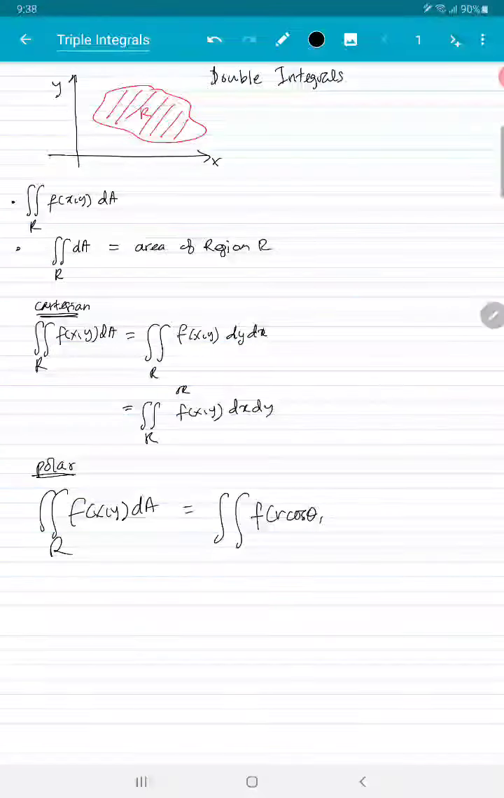So what you have in double integral is you're given a region R. And then you integrate a function over this region R. And if that function happens to be 1, then dA integrate over region R will give you area of region R. And dA here in Cartesian can be dy dx or dx dy. And in polar, dA is r dr d theta. So that is double integral.